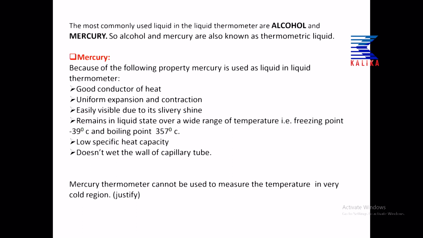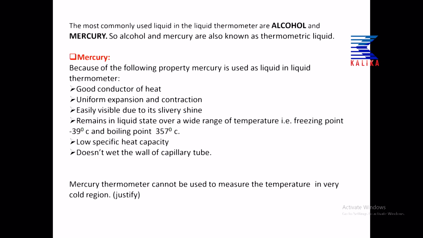Specific heat is defined as the amount of heat energy required to raise the temperature of 1 kg of a pure substance through 1 degree Celsius, and the heat energy required to change the temperature of mercury is very low. So, mercury is best to use as the thermometric liquid. Another major property is it does not wet the wall of the capillary tube. That means it does not show variable readings by sticking on the wall of the capillary tube.